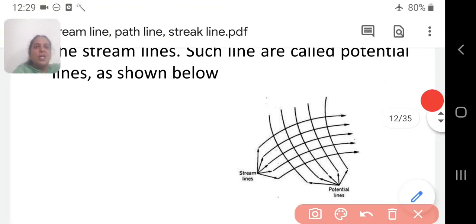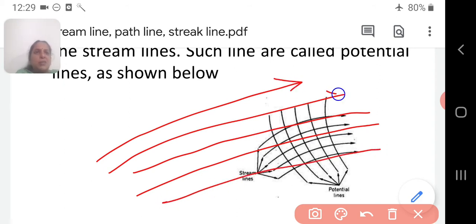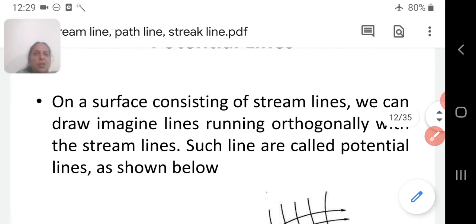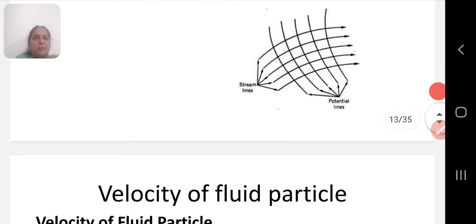See what a streamline is. This is the movement of the fluid. It will be moving in a constant line like this. It goes on moving and it will not intersect also. So it is a continuous one. Now, if you draw lines that intersect at right angles to each other, then those lines are called your potential lines. So this could be depicted here. On a surface consisting of streamlines, we can draw imagined lines running orthogonally with the streamlines. Such lines are called potential lines.